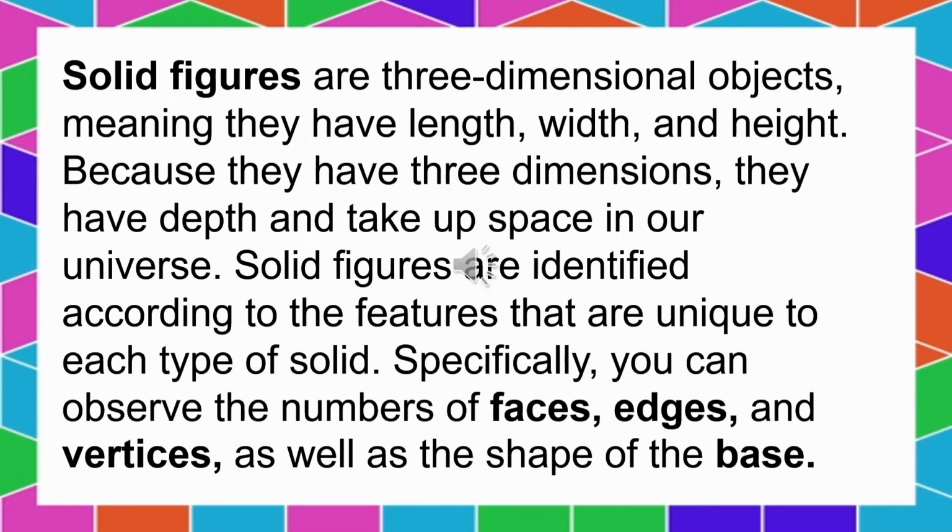Solid figures are three-dimensional objects, meaning they have length, width, and height. Because they have three dimensions, they have depth and take up space in our universe. Solid figures are identified according to the features that are unique to each type of solid. Specifically, you can observe the numbers of faces, edges, and vertices, as well as the shape of the base.